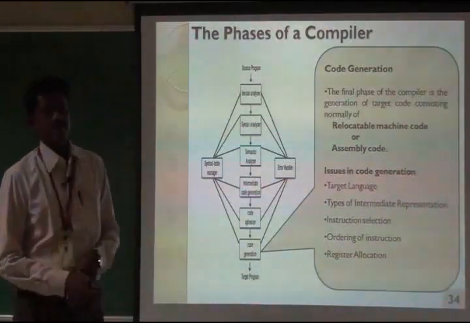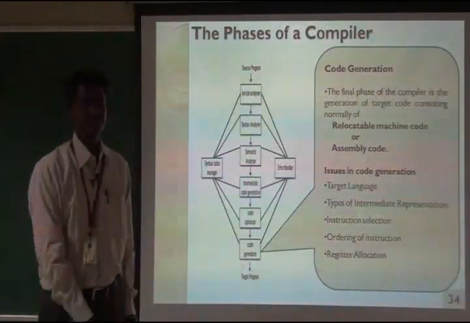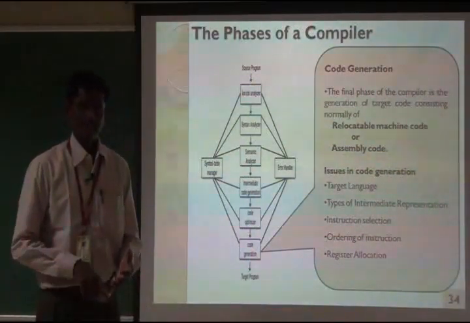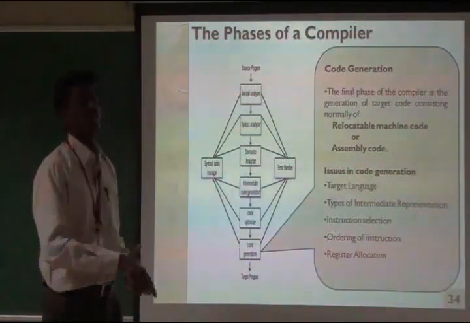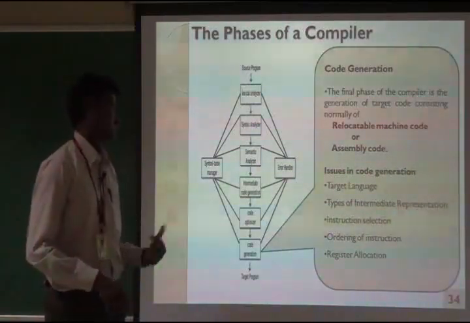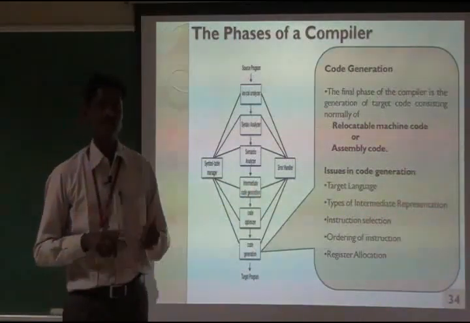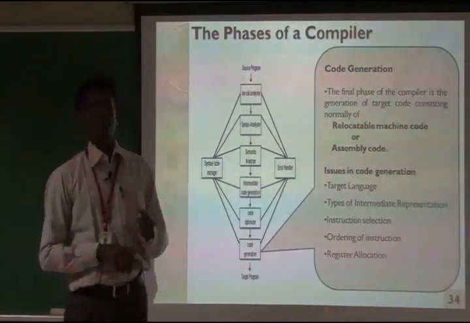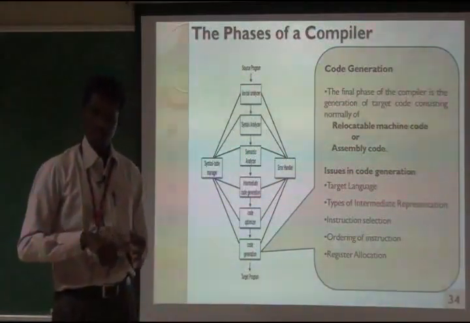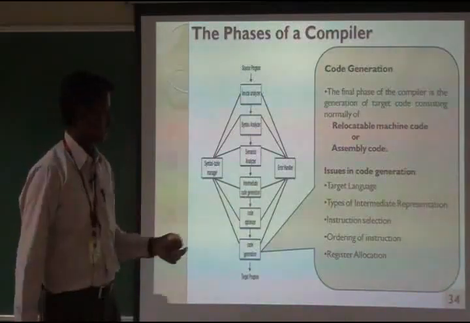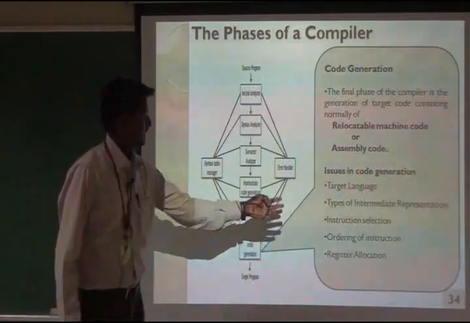Code generation must consider all these things. What is our target language? Either it is assembly, relocatable machine code, or machine code. It must be considered what the target code is. Then, what is the type of intermediate code? As already discussed, the intermediate code may be a postfix notation, a syntax tree, or a 3-address code. Based on the intermediate code, it goes for the code generation, right?